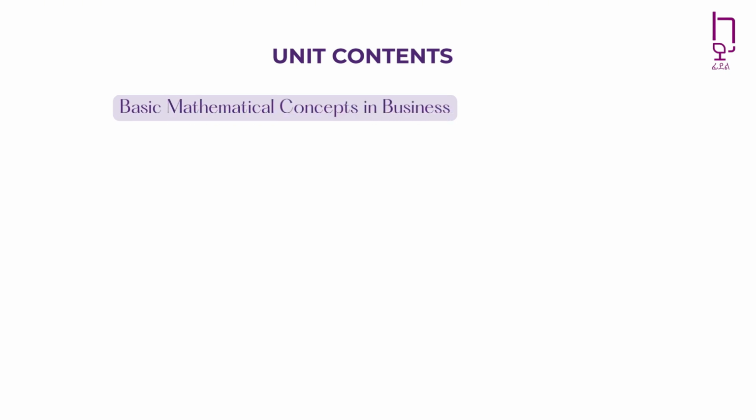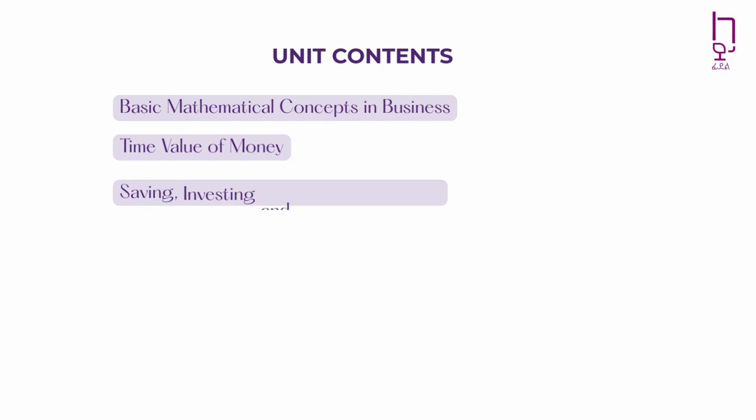So this chapter is divided into 4 sections. The first one is basic mathematical concepts in business. The second will be time value of money. Third will be saving, investment, and borrowing. And the last one will be taxation. And at the end of the unit, we'll do a review exercise.